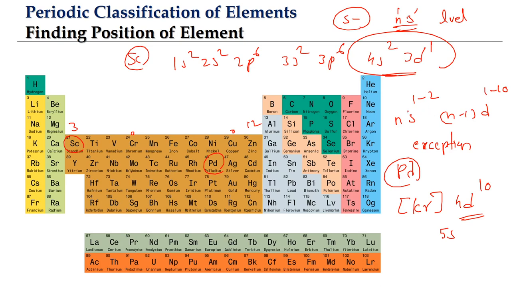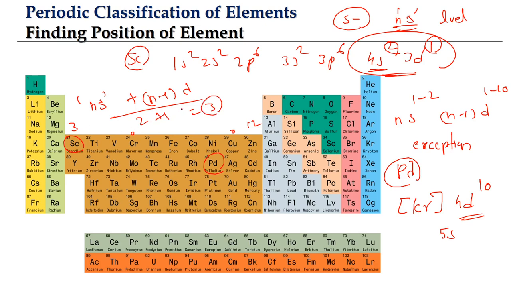For the d block elements, the group number is given by the ns level electrons plus n minus 1 d level electrons. We have to add both of them. That will give us the group number. Look at this example, scandium. Ns means the 4s level, 2 electrons are there. N minus 1 d means 3d, 1 electron. Totally, 2 plus 1, 3. So scandium, check where it is. It is in group 3.